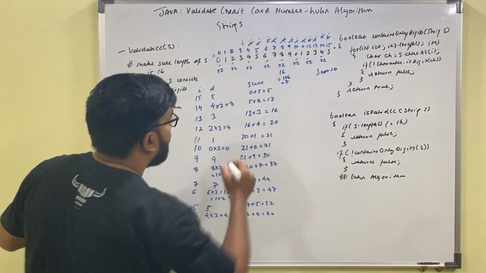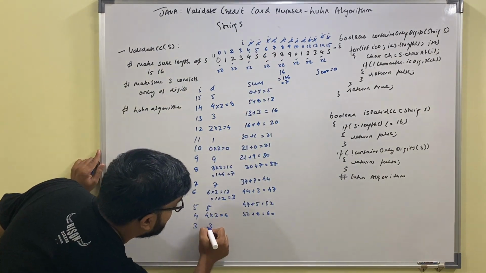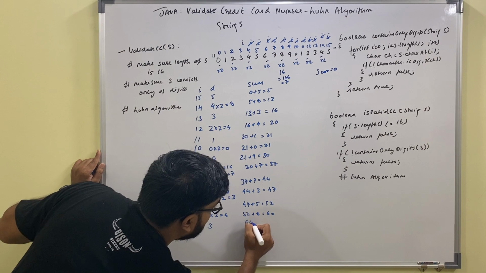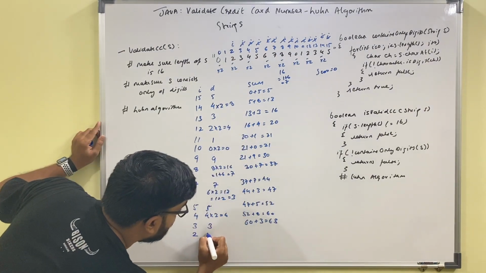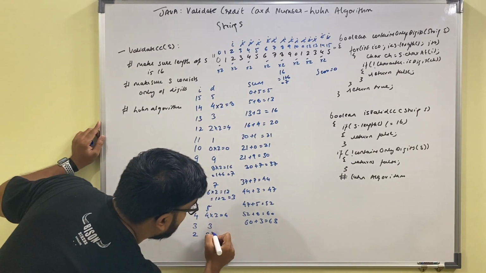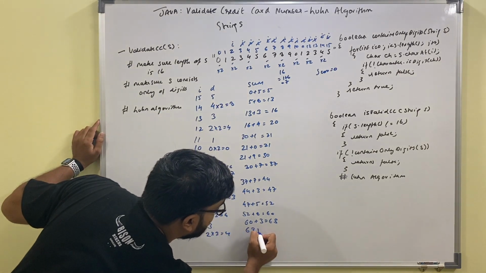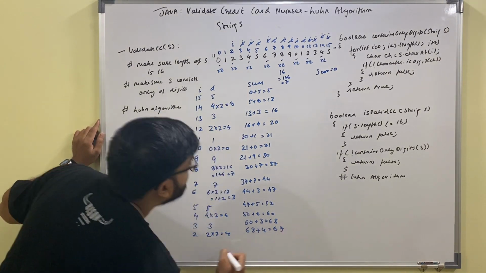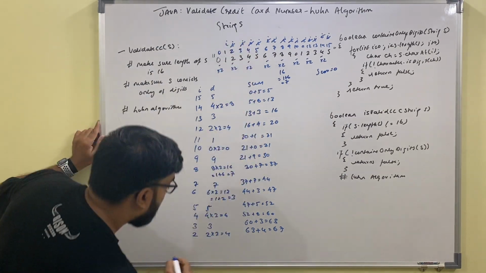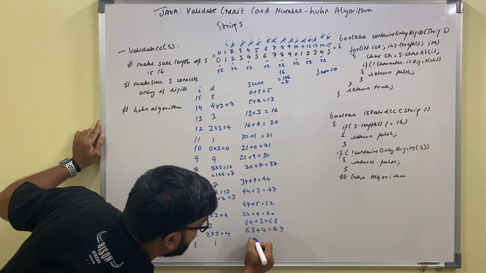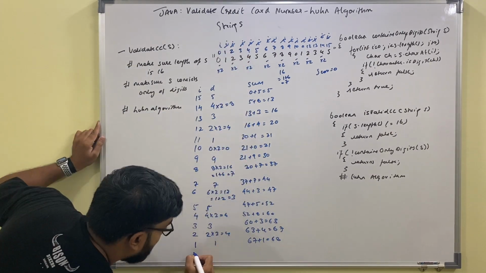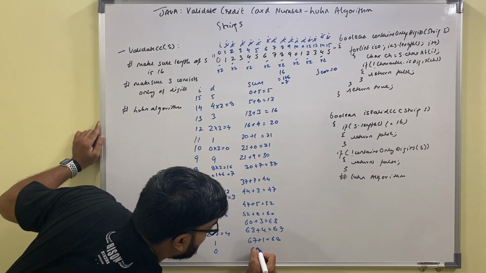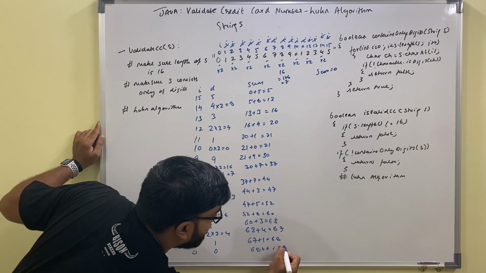I comes here now. I is 3. Digit is 3. You do 60 plus 3, 63. I comes to 2. This has to be doubled. 2 times 2 equal to 4. 63 plus 4 is 67. I is 1, digit is 1. It is added as it is. 68. I go to 0. Digit is 0. 68 plus 0 is 68.